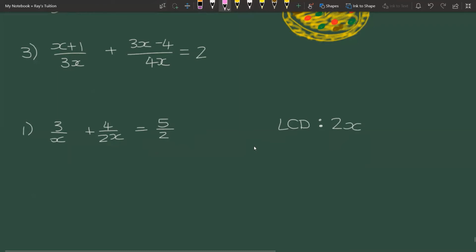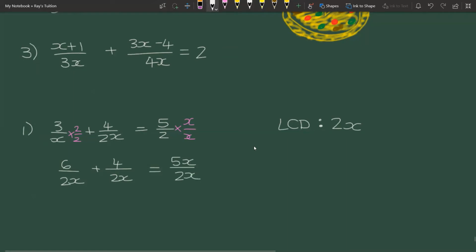So this is over x, so we'll have to multiply this by 2 over 2 to get the 2x. This one is already over 2x, so this one here is fine. And this one here is over 2, so it's missing that x in the denominator. So now when we multiply, we get 2 times 3, which is 6, over 2 times x, which is 2x, plus 4 over 2x is equal to 5 times x, which is 5x, over 2x.